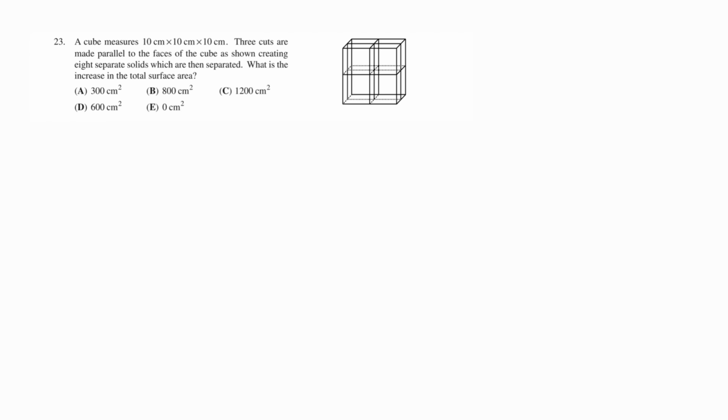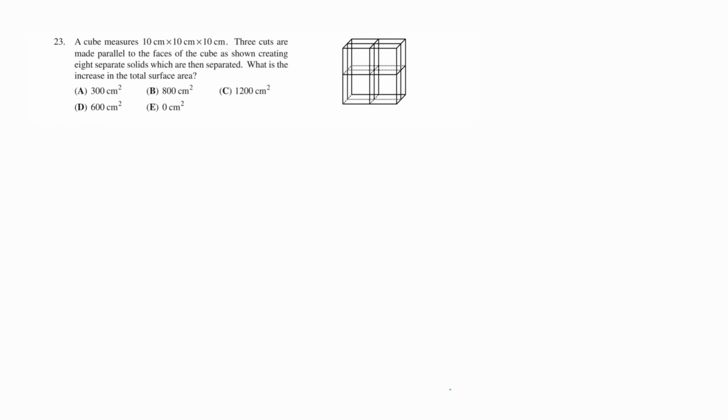Number 23. A cube measures 10 by 10 by 10 cm. 3 cuts are made parallel to the faces of the cube as shown, creating 8 separate solids, which are then separated. What is the increase in the total surface area?